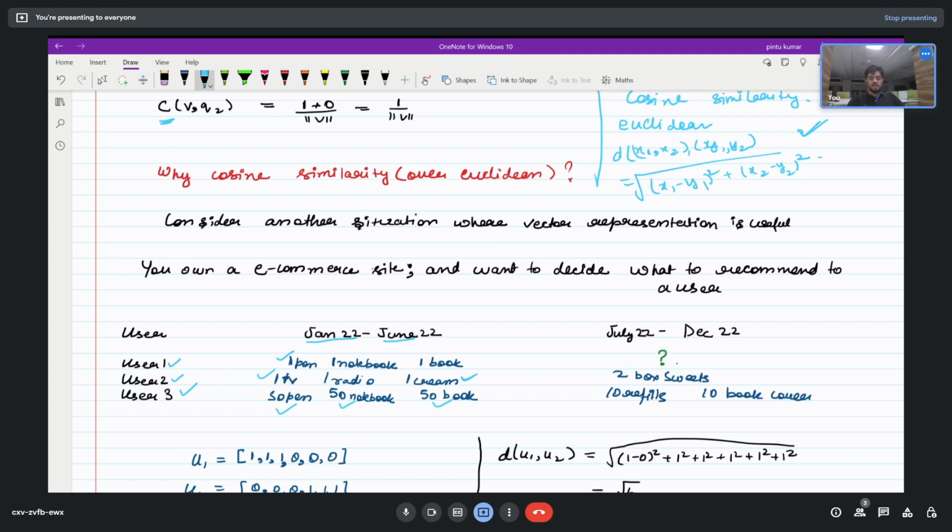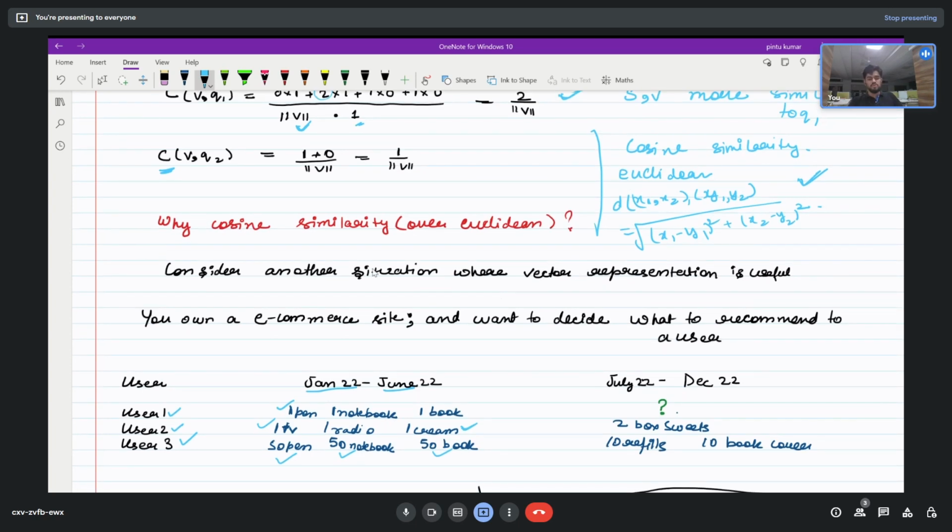Now just think for a minute, if you want to recommend something to this person, what would it be? Like something that user 2 has bought in future, or something that user 3 will buy in future. So you know what user 3 bought in future, and you know what user 2 bought in future. So what would you be likely to recommend more to user 1? We don't know what user 1 would do, because he hasn't bought anything. We want to recommend something to him. So definitely it should be what user 3 bought.